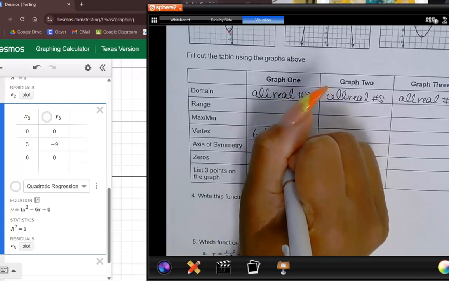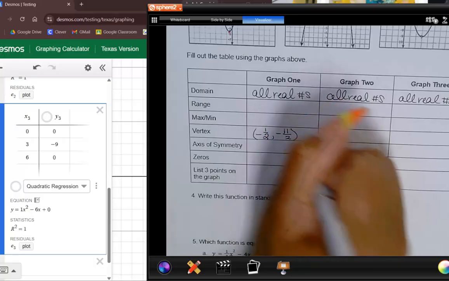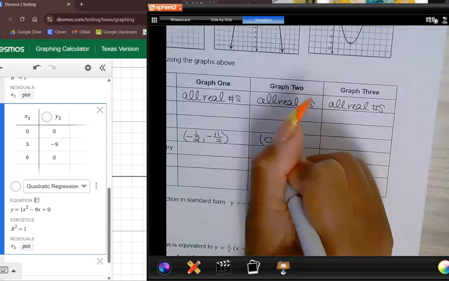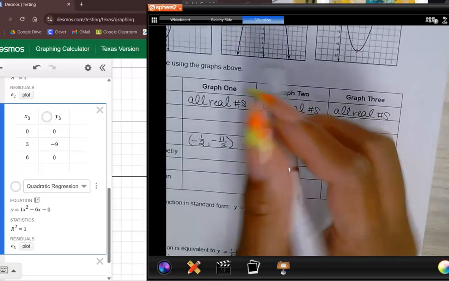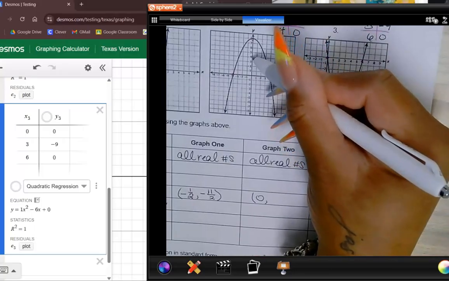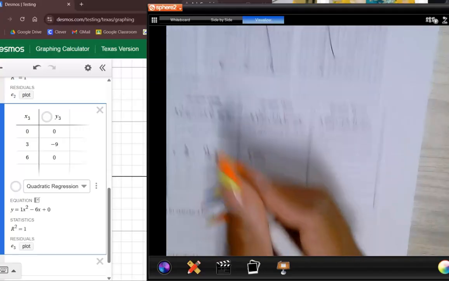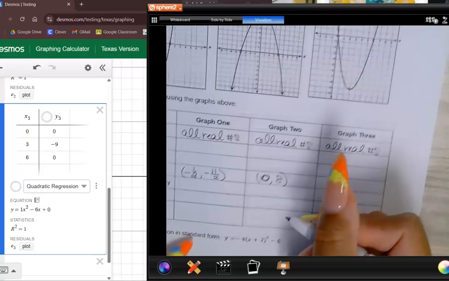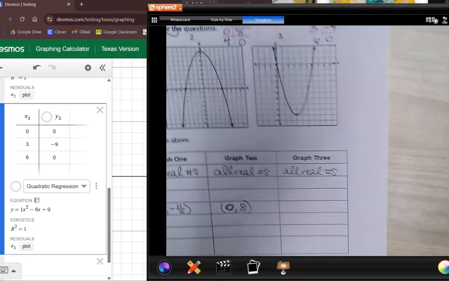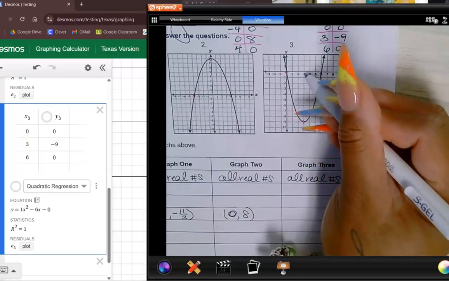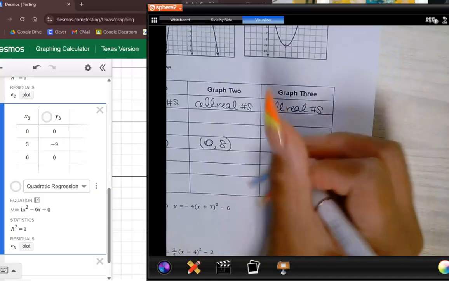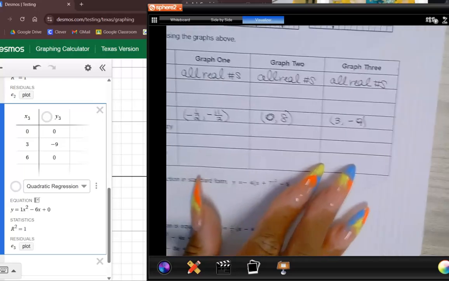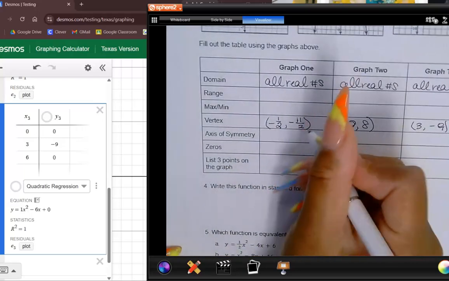-1/2, -11/2. That's 5.5. This one would be 0, 8. And this one over here would be 3, -9. Now I can write my range.